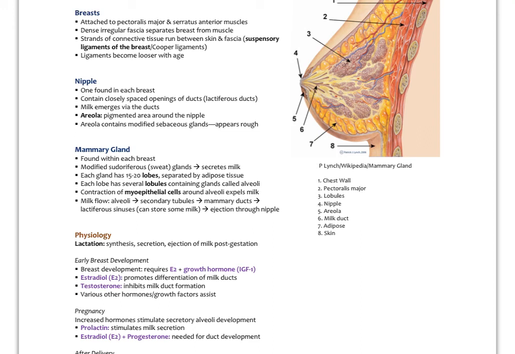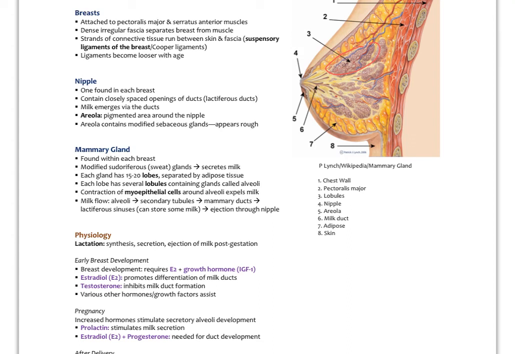So if you look at the diagram here, here's a lobe. And then inside each lobe, there are several lobules that contain glands called alveoli. Don't mistake that with pulmonary alveoli in the lungs. There are myoepithelial cells. Myoepithelium is a special type of epithelium with actin and myosin. So when those muscle proteins contract, they act like little muscles, and that is going to expel the milk from the mammary glands.